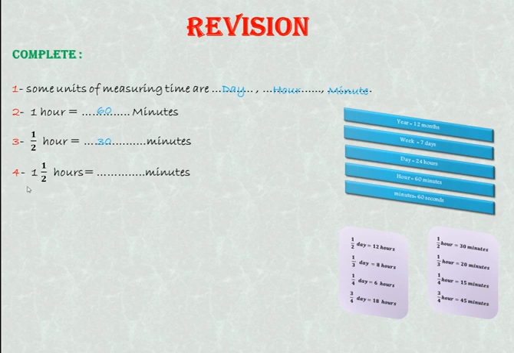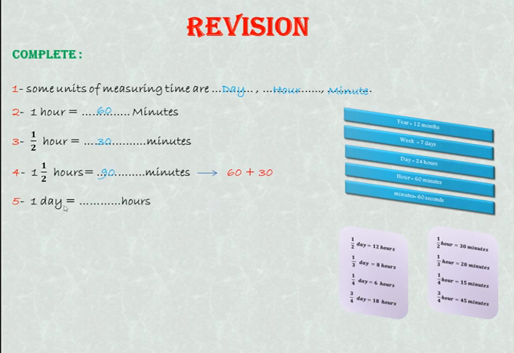Convert all these units to minutes. 1 hour, how many minutes? 1 hour equals 60, and half equals 30. Then for 1.5, adding 60 plus 30, we get 90 minutes.